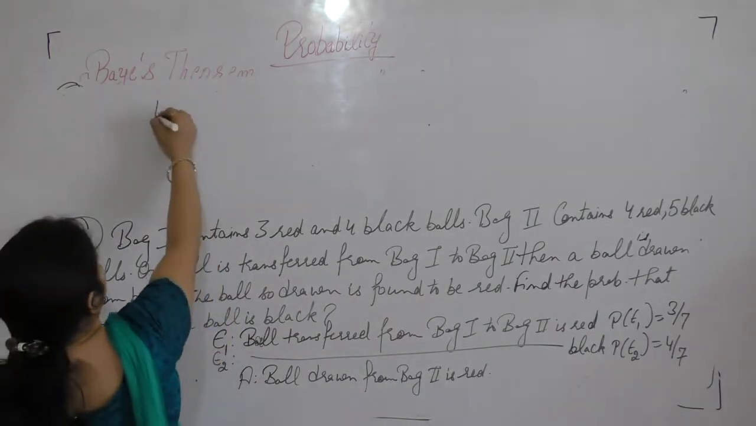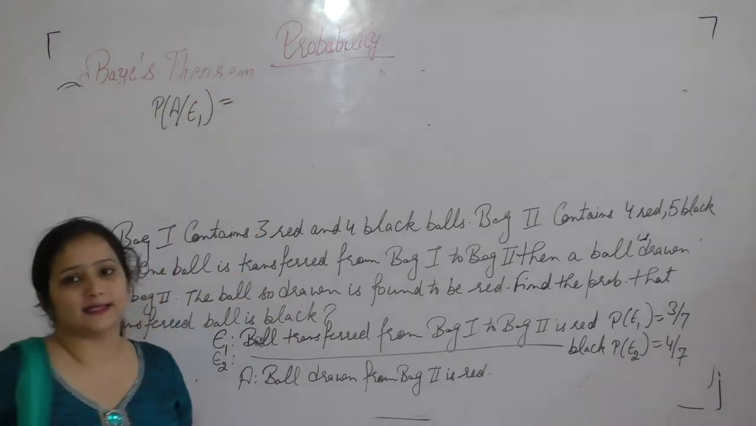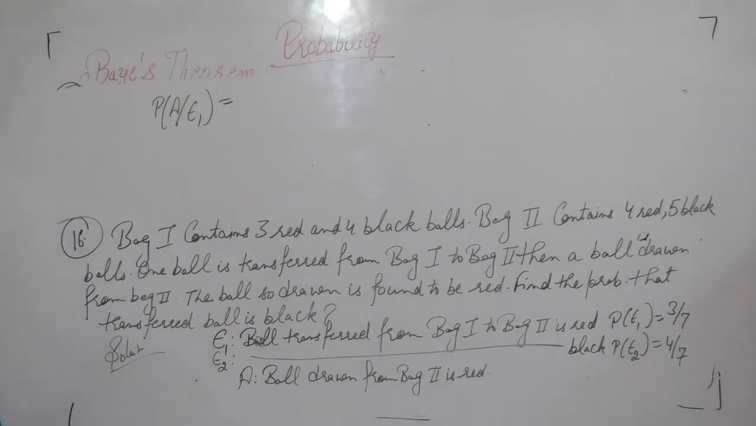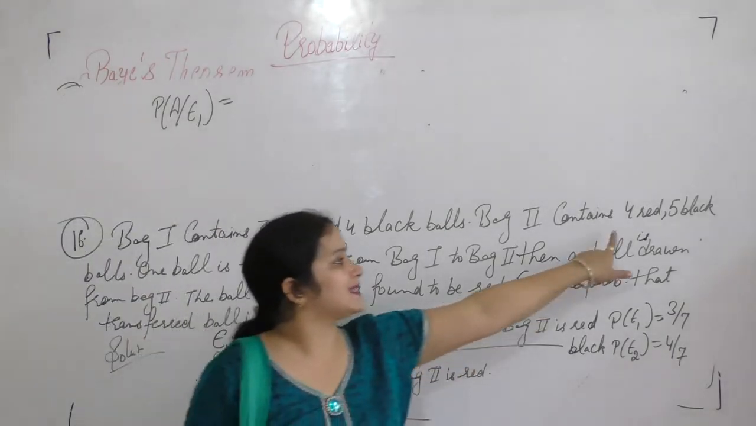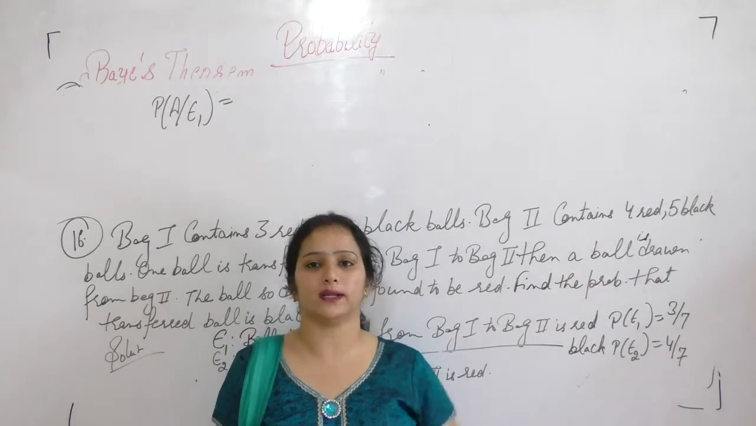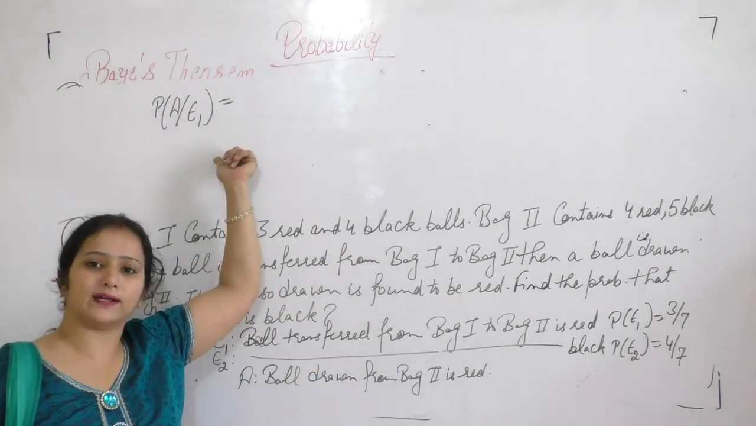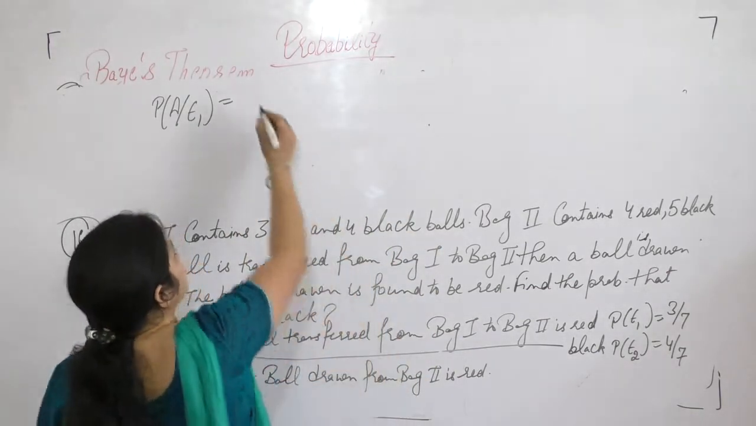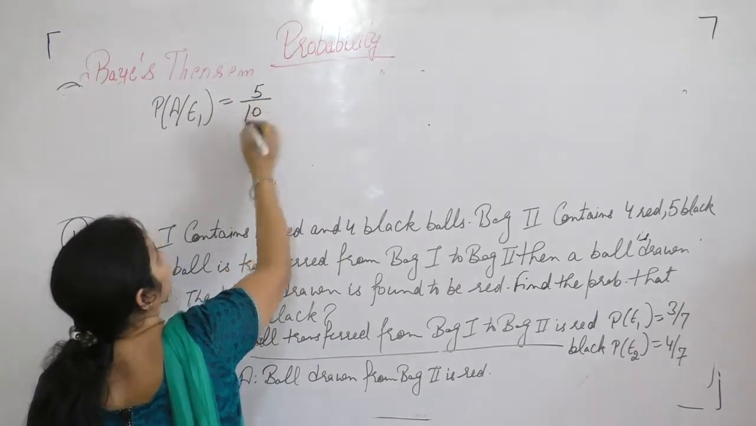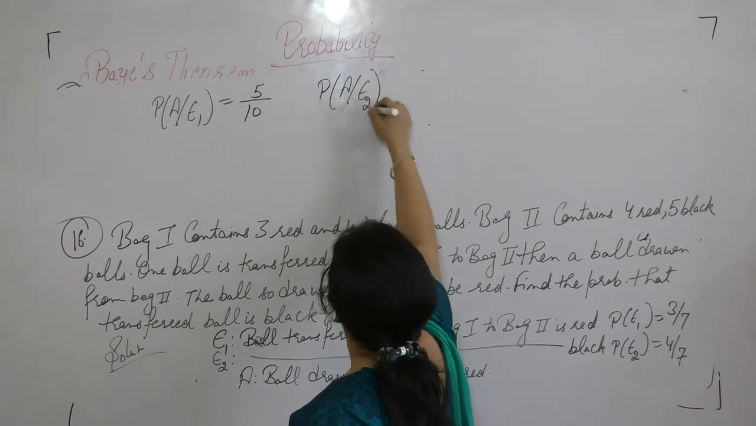Now probability A upon E1. बॉल सेकंड में से जो ड्रॉ हुई है that is of red color. E1 की रेड कलर की ट्रांसफर हुई है. सेकंड बैग में हमारे पास 4 रेड बॉल्स थी, लेकिन जो बॉल ट्रांसफर हुई है that is of red color. So now number of red balls in bag 2 is 5. So that is 5/10.